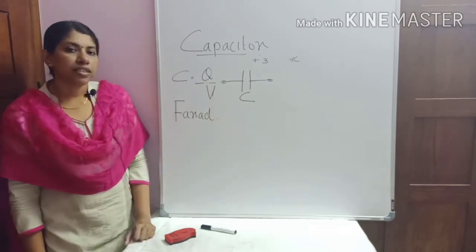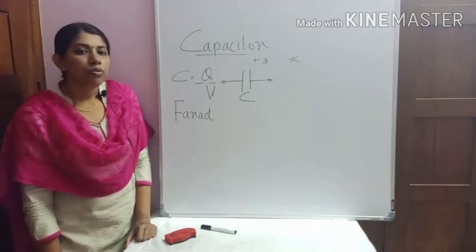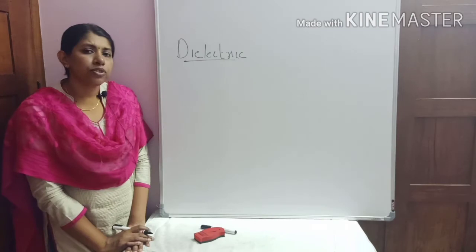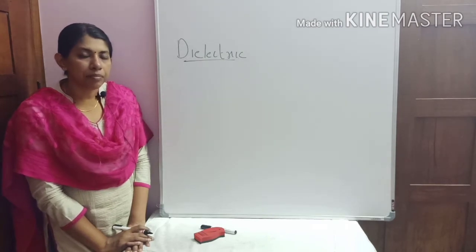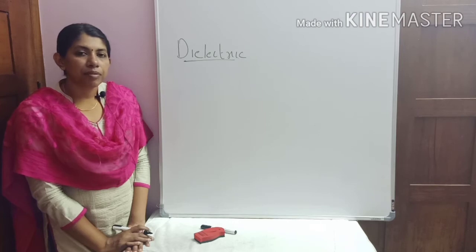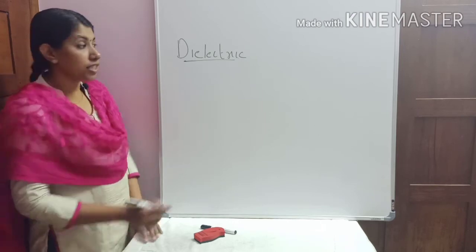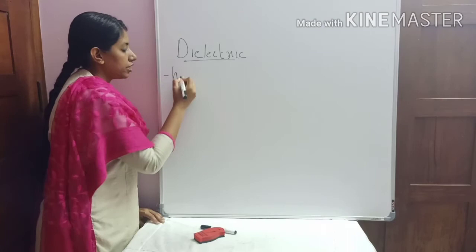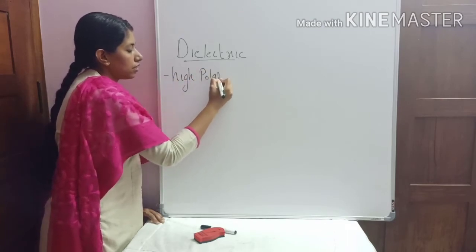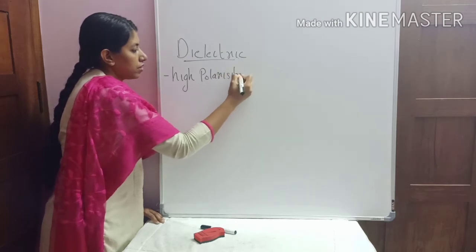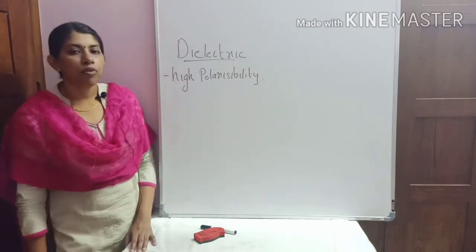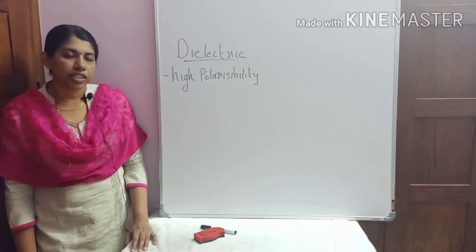The unit of capacitance is farad. Now we will see about dielectric. Of course, dielectric is an insulating medium, but we use the term dielectric to specify the material having high polarizability. What do you mean by polarizability?